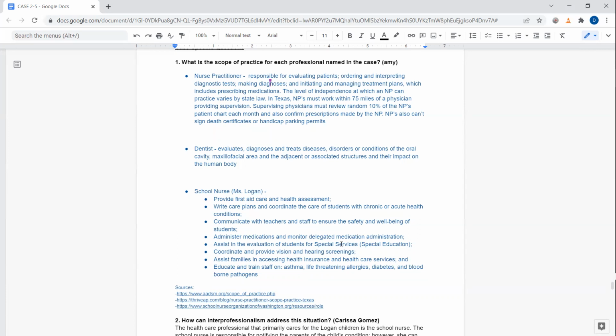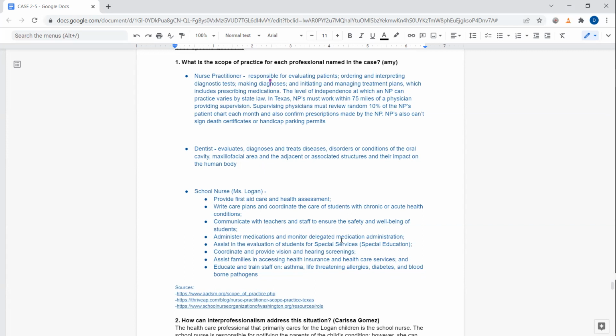So in Texas, it's required for NPs to work within 75 miles of a physician who's providing supervision for their clinic. And also supervising physicians have to review a random 10% of the NP's patient charts each month. And also supervising physicians have to confirm prescriptions made by the NP. And in Texas, NPs also can't sign death certificates or handicap parking permits.